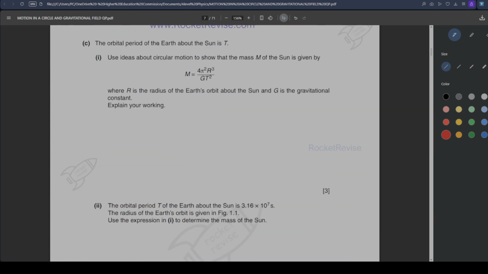The orbital period of Earth about the Sun is T. Use the ideas about circular motion to show that the mass m of the Sun is given by m is equal to 4 pi square r cubed over G T squared, where r is the radius of the orbit about the Sun and G is the gravitational constant. Explain your work.